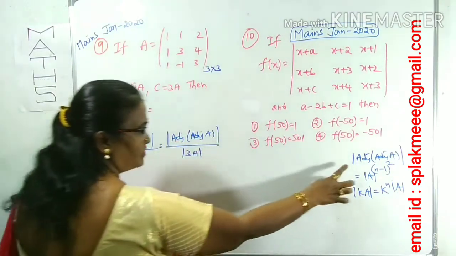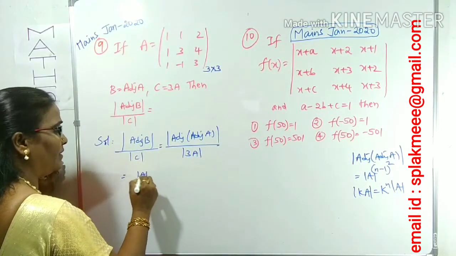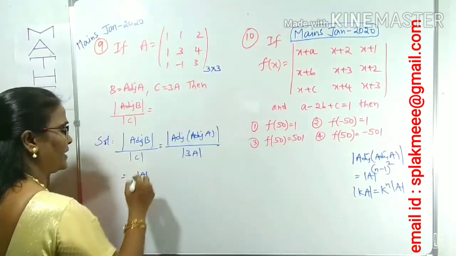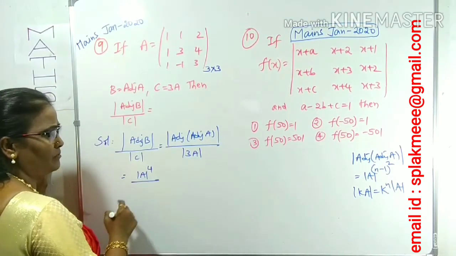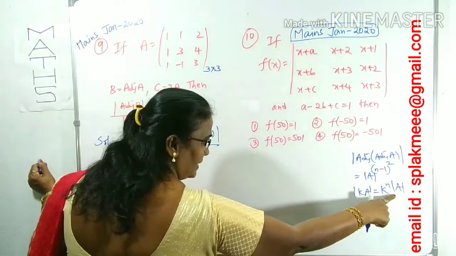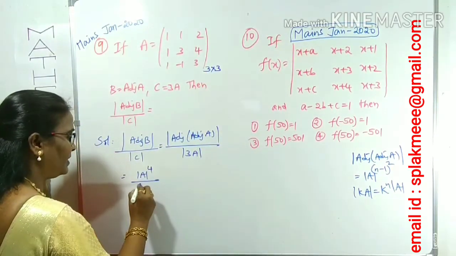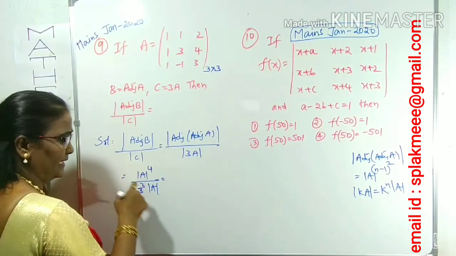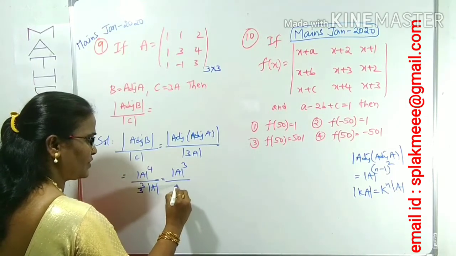In the numerator, det of adjoint A is simply det A whole power n minus 1 whole square. What is n here? 3. 3 minus 1 is 2, whole square is 4. So the numerator is det A power 4, upon the denominator. The denominator is in the form of det of KA, which is K power n into det A. In place of K we have 3, and n is also 3, so 3 power 3 times det A. One det A cancels, and what is left over is det A whole cube by 3 power 3, which is 27.